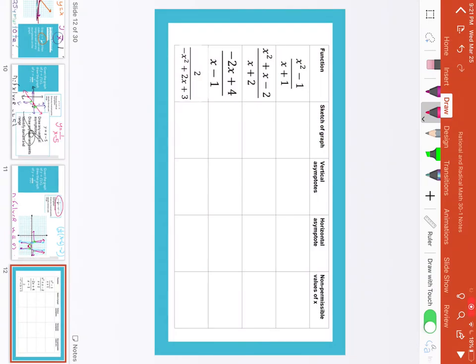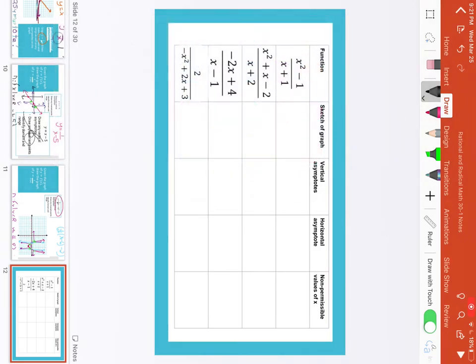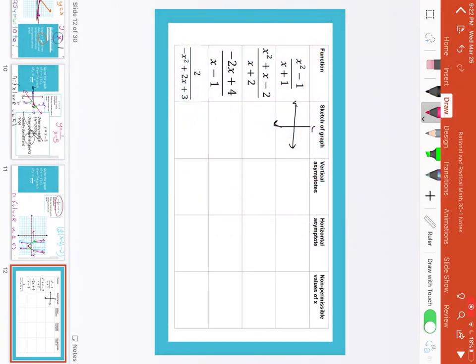Okay, so let's draw that out then. And when I draw my hole in the graph, I'm just going to draw my line and draw a little open dot there just to show the hole in the graph. And it's going to look something like that.